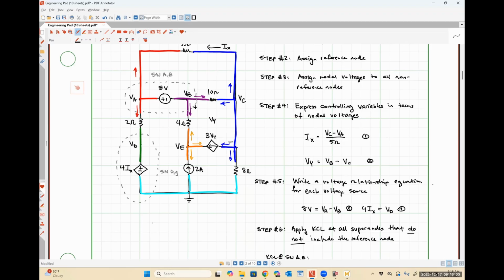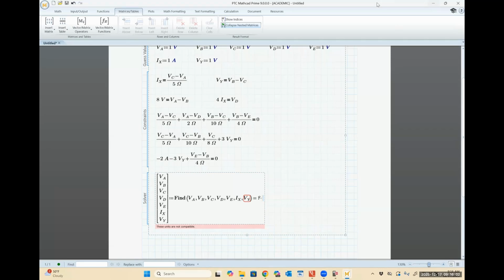Volts per amp. So if I go back in here, and here where I see 4ix, I'm going to highlight the 4, put a parentheses around it, and then I'm just going to give it units of volts per amp. This should make better sense now, right? So 4 volts per amp times some current is going to give us a voltage. So we fixed that one.